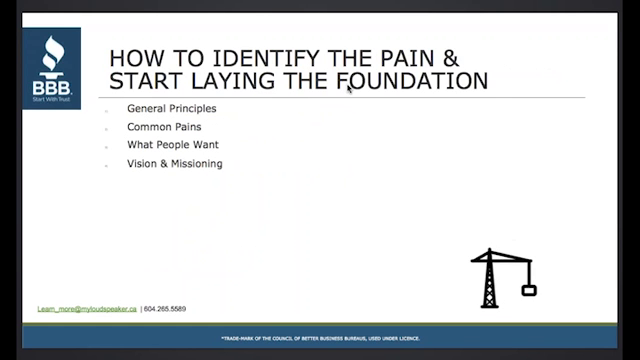So how to identify the pain and start laying the foundation. Before you ever dive into writing a marketing plan, it's very important to get all the key stakeholders in your organization together to talk about the common pains, and what are the things that we want to address in the marketing plan. Oftentimes we see an individual representing an entire organization, diving into it and then having to go back and rewrite it, and that's not very effective. So it's really important to understand why there's a need and why there's a pain for a marketing plan.